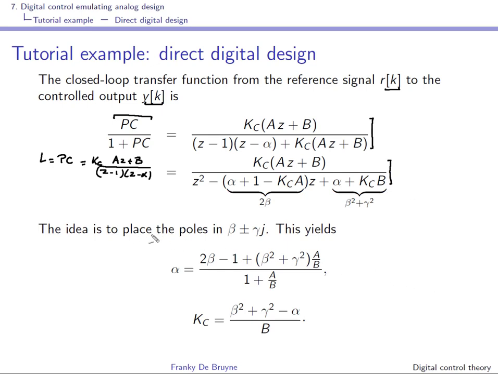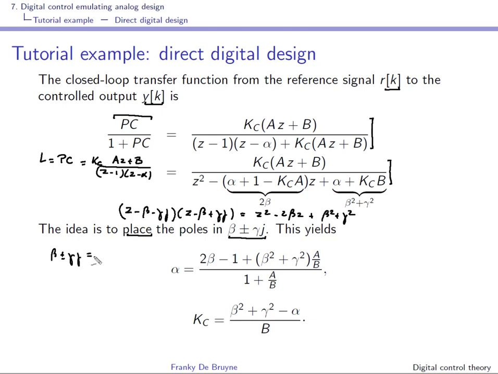Remember that the idea is to place the poles in beta plus minus gamma j, so the denominator will be Z minus beta minus gamma j times Z minus beta plus gamma j. And if you compute this, this will give Z squared minus 2 beta Z plus beta squared plus gamma squared. Okay, beta and gamma are known. We even know the values, right?